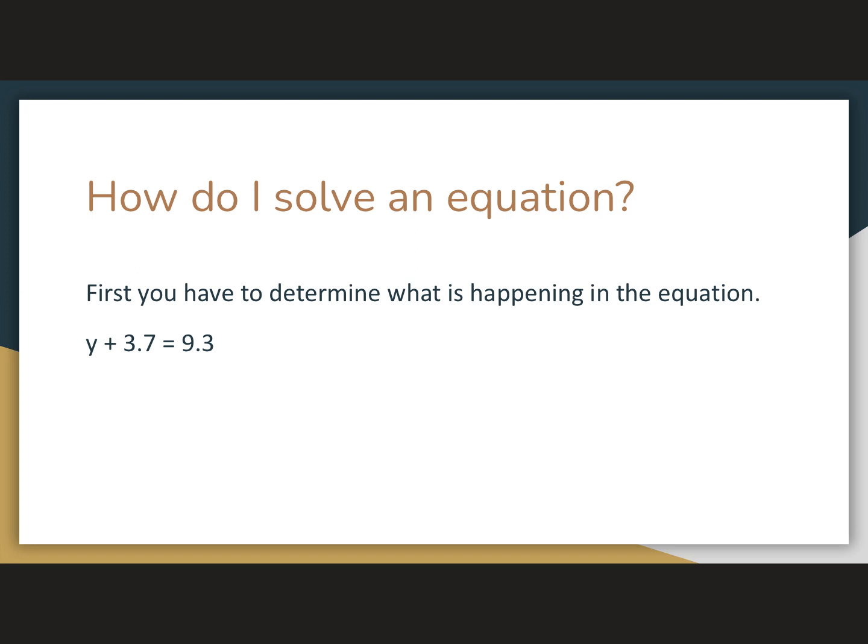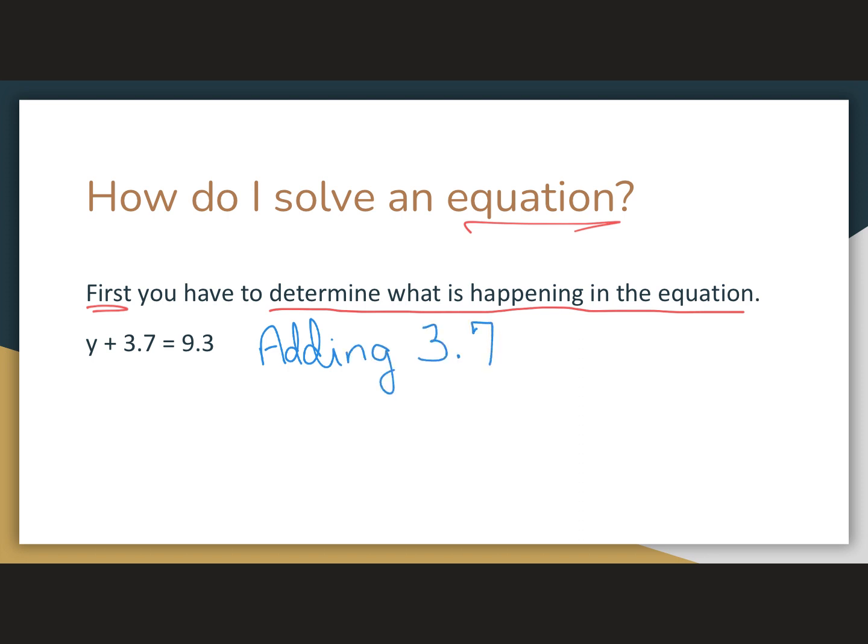So how do I solve an equation? So the first thing you have to do is determine what is happening in the equation. So let's look at this equation for example. I have y plus 3.7 equals 9.3. What is happening in this equation? Well, in this equation, I'm adding. Now I'm looking at what's happening to my variable. I'm adding 3.7 to my variable.